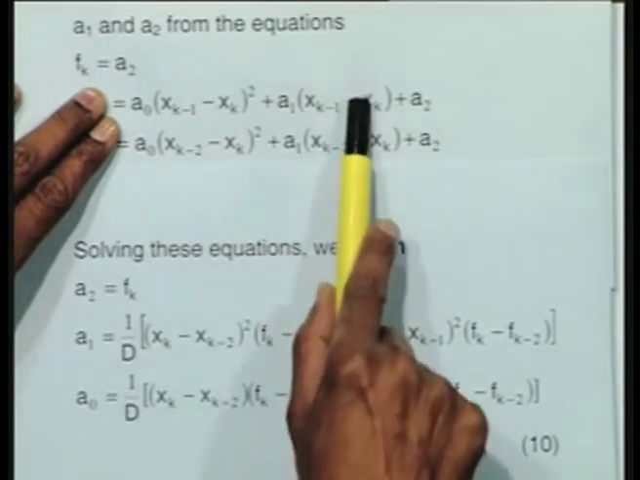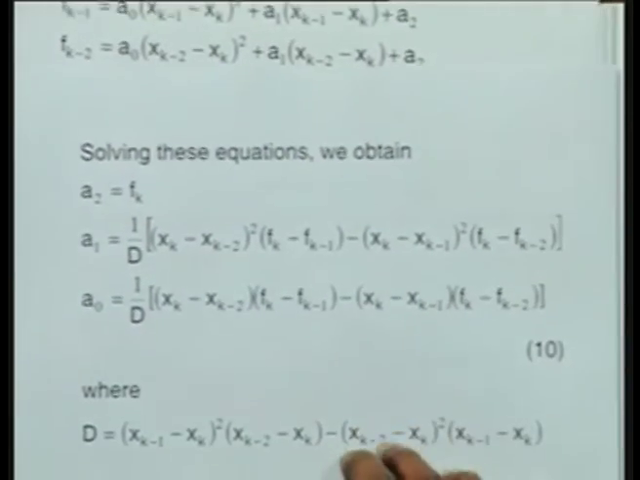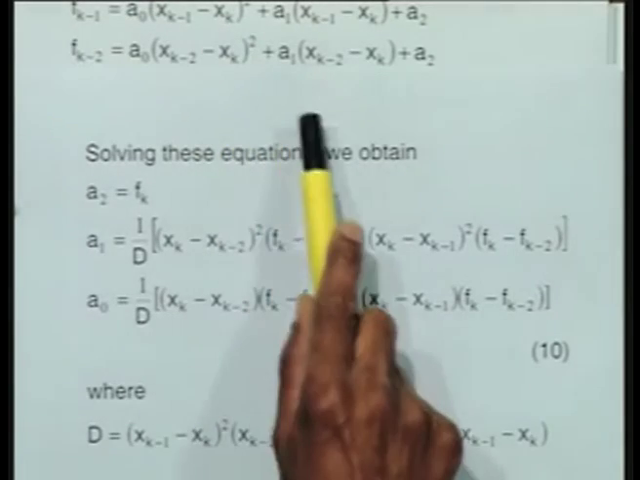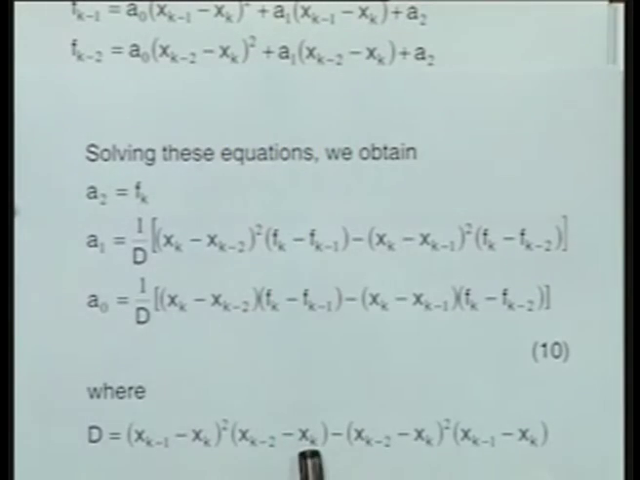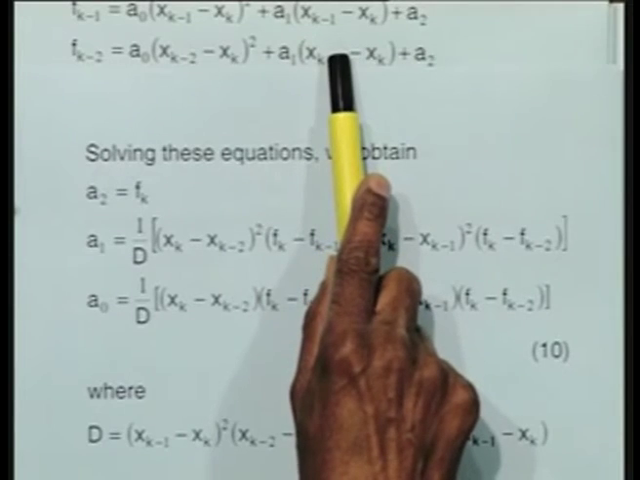So if I evaluate the determinant of the coefficient matrix, that is D, that is (xk minus 1). If I take the determinant of the coefficient, what I would have here is (xk minus 1) into (xk) whole squared into (xk minus 1 minus xk) minus the product of these two terms, that is (xk minus 2) minus (xk) whole squared into (xk minus 1 minus xk). So this is the determinant of the coefficient matrix for determining A0, A1.